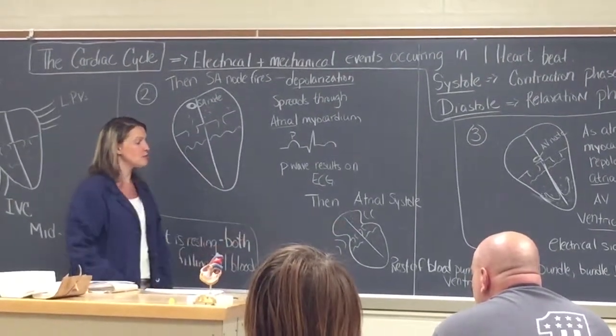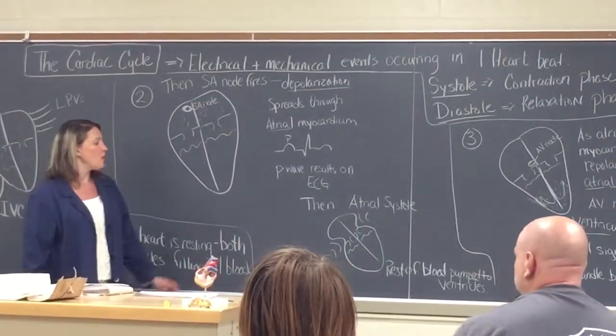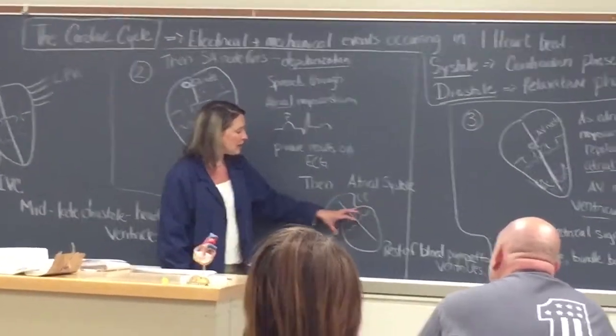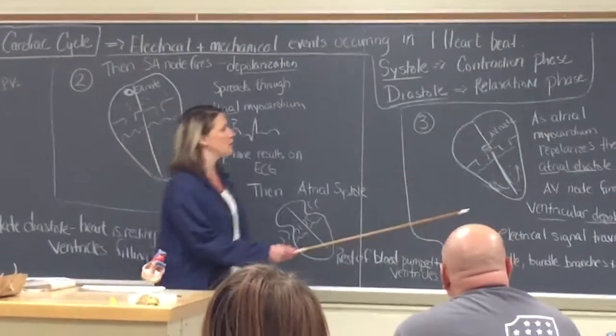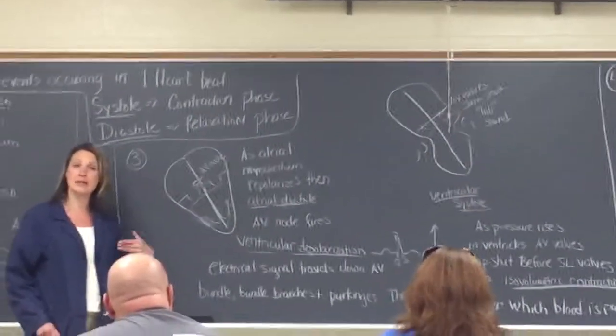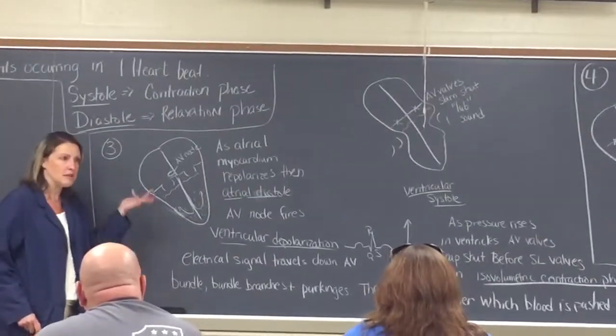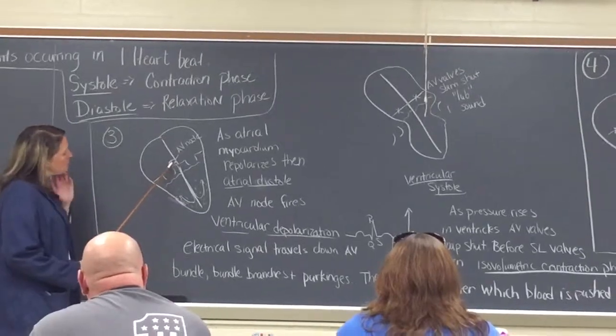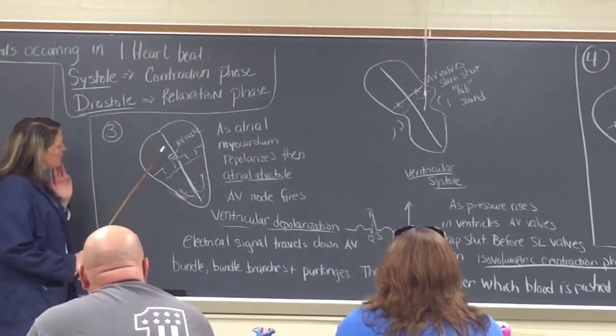Then, shortly after that depolarization wave spreads, the atrial myocardium contracts. So we have atrial systole. The rest of the blood is then pumped into the ventricles, okay? And then the atrial myocardium repolarizes and goes into atrial diastole. It relaxes.